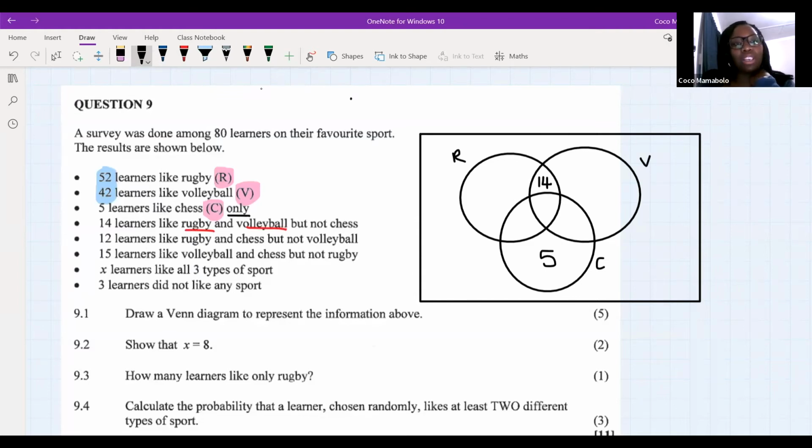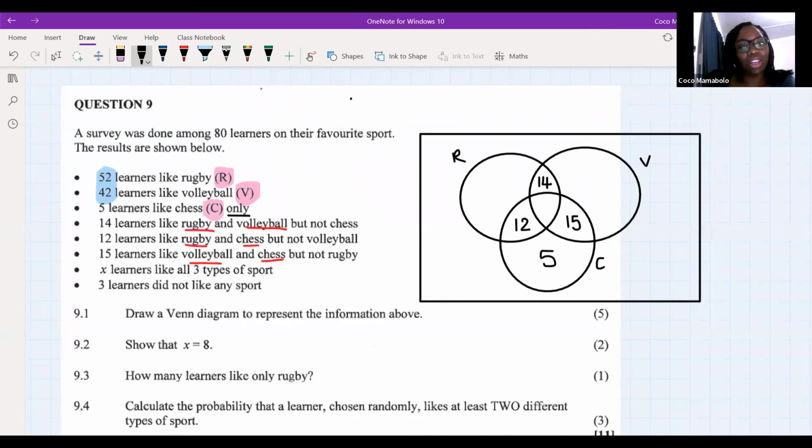Then we've got 15 learners who like rugby and chess. So we're going to look for the intersection of rugby and chess, which is over here, and we'll put 15 over there. Wait, no, I'm lying. 12 learners like rugby and chess, not 15, 12. And then 15 learners like volleyball and chess. There we go. I'm glad I caught myself. There, 15 learners like volleyball and chess.